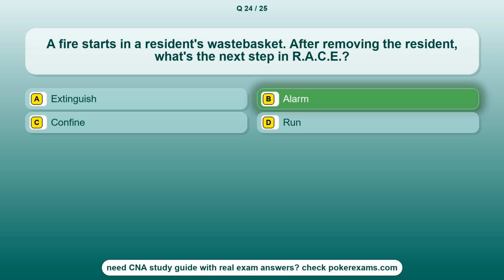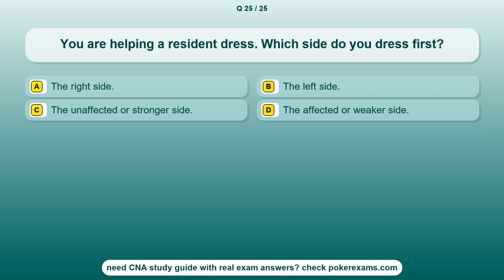The correct answer is option B. Alarm. Question 25. You are helping a resident dress. Which side do you dress first? Option A. The right side. Option B. The left side. Option C. The unaffected or stronger side. Option D. The affected or weaker side.